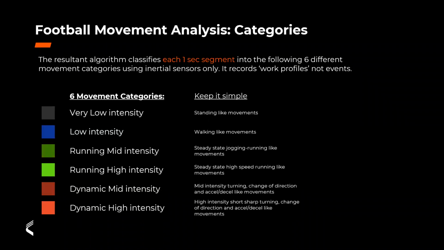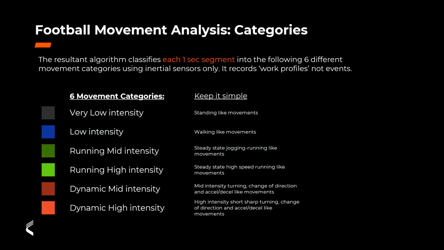To give basic descriptions of each of these, the very low intensity category is almost when players are static, so standing like movements. This is distinct from low intensity activity, which is your walking based movements. Anything that involves what we'll call meaningful work will fall into one of the remaining 4 categories. Medium intensity running is steady state jogging or running light movements, and high intensity running is steady state high speed running light movements. These are predominantly the linear component, which we talked about in the previous presentation.